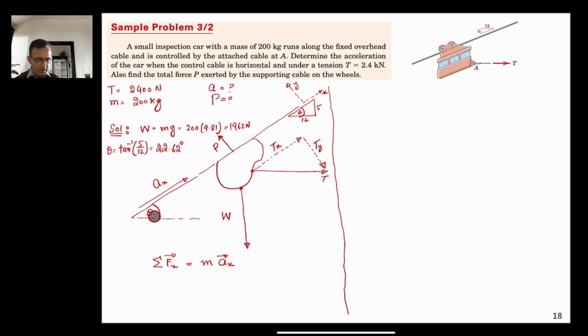Now, as you know, this angle is theta here, and if you see, this angle is the same as this angle here, so this is also our theta angle.